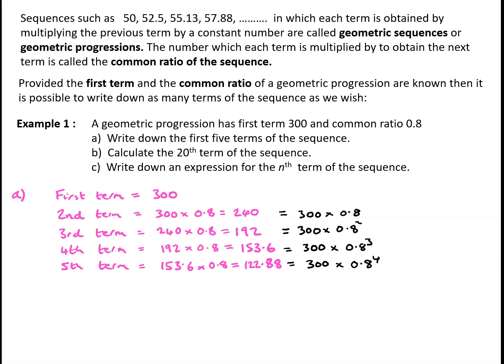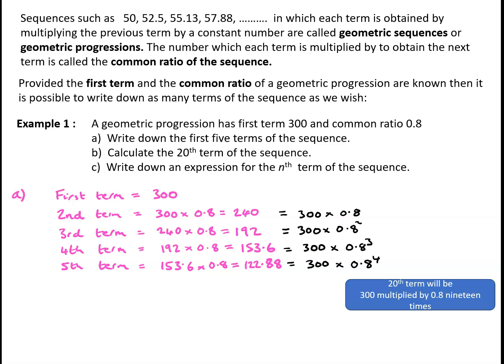Now notice that the second term is 300 times 0.8. The third term is 240, or 300 times 0.8, times 0.8 again, so it's 300 times 0.8 squared. The fourth term is the third term times 0.8, so that's 300 times 0.8 squared, times 0.8, which means that the fourth term is 300 times 0.8 cubed. And the fifth term is the fourth term times 0.8, so that's 300 times 0.8 cubed, times 0.8, in other words 300 times 0.8 to the power 4.